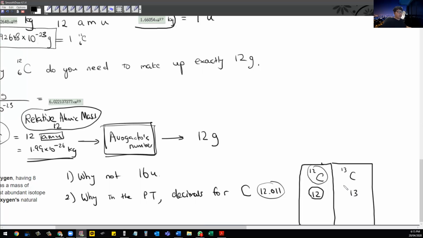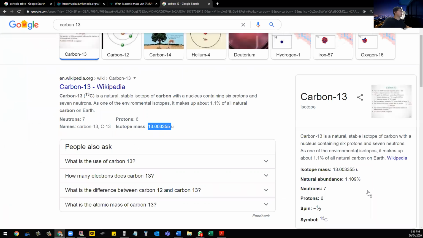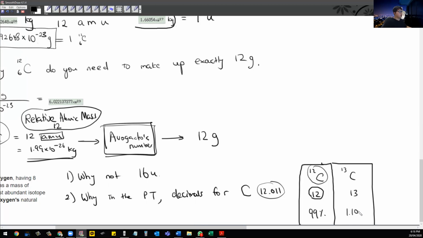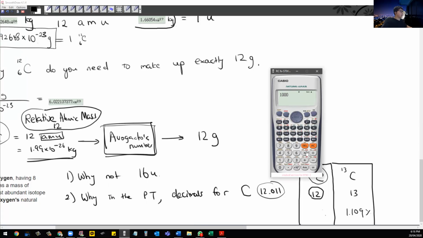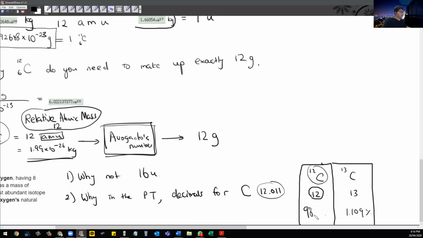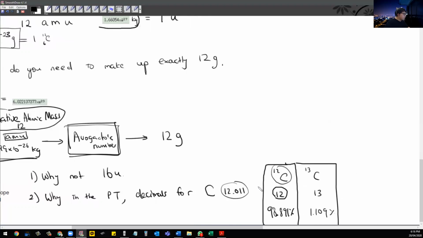But anyway, the composition of carbon 12 is about 99%, isn't it? Let's have a look at the carbon abundance. So this is 1.109%. If you subtract that from 100, then you get 98.891%. I think carbon 14 and other isotopes, you can just ignore them.